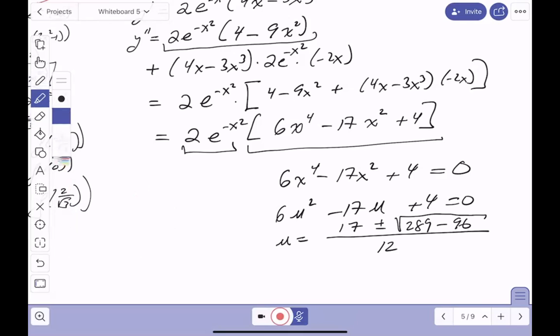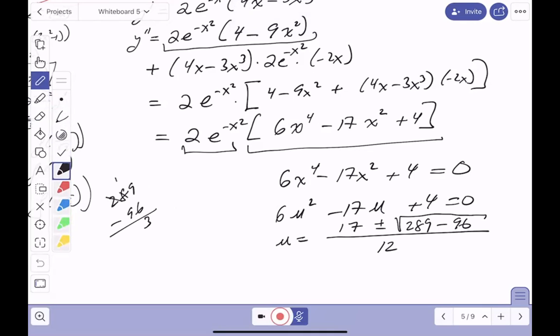We got a key. We're going to look at the key later. So it's going to be 289. Whoops, sorry about that. 289 minus 96 now. What's going to be 3? This will be 18. That's 9. And you get 193. Let's put this down. u equals 17 plus or minus the root of 193 all over 12.